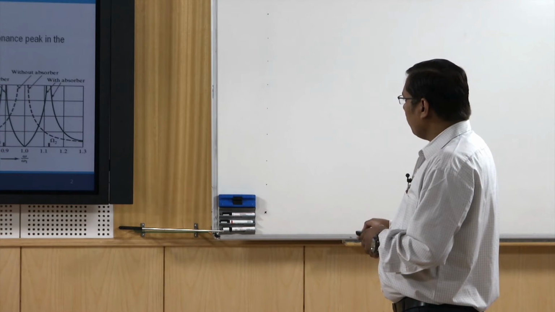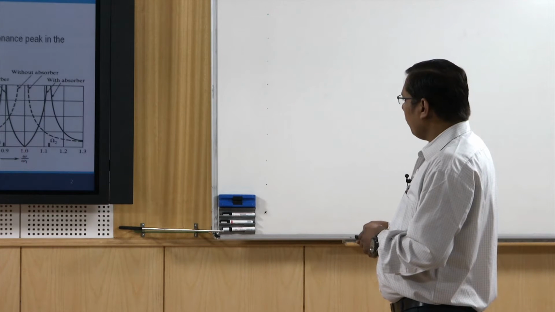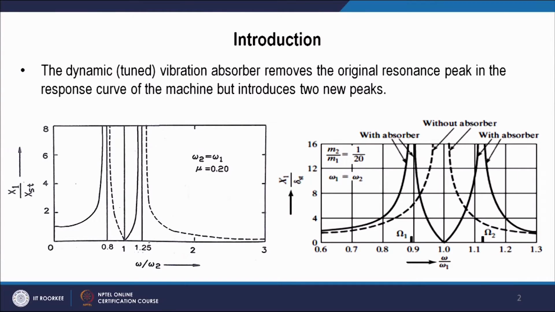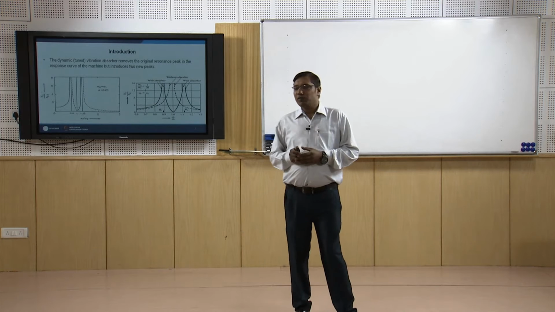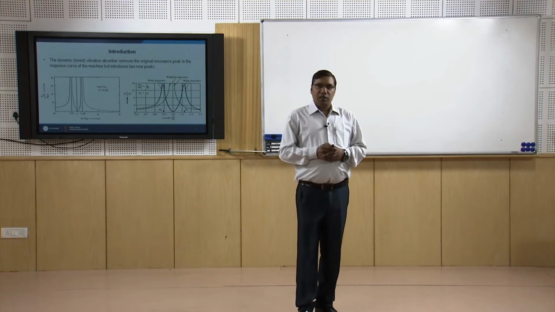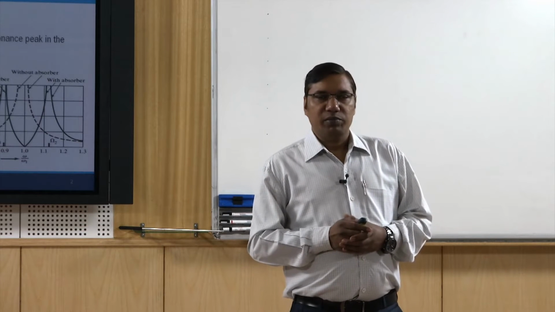that without absorber, at omega by omega 1 equal to 1, we have this peak. When we introduce the absorber, we have these 2 peaks, with absorber here and here. So, when we start a machine from low speed to reach omega by omega 1 equal to 1, it will pass through this, in this case 0.9, and in the other case in this diagram 0.8. So, it will pass through the lower resonant frequency, and therefore at those frequencies the vibration amplitude will be quite high, and the undamped vibration absorber will not be able to control this amplitude.